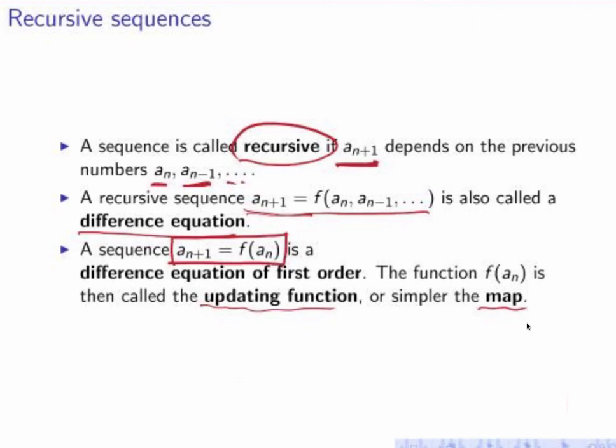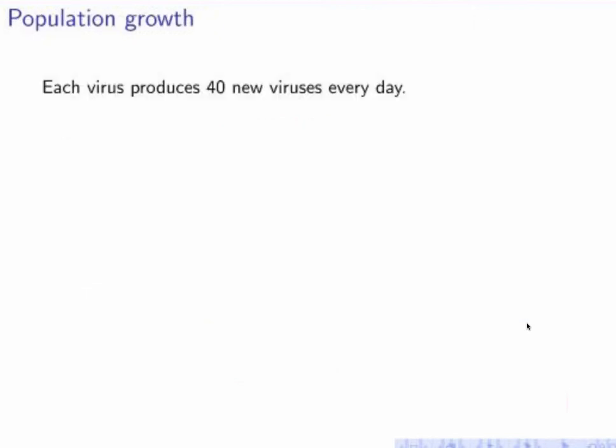So let me give you two examples, one for a first order difference equation and one for a second order difference equation. A first order difference equation arises in population growth, for example. If you have individuals like viruses and they reproduce, and let's say they produce 40 new viruses every day, then the next day, an plus 1 would just be 40 times whatever virus load you had the day before, 40 times an. So let's start with one virus.